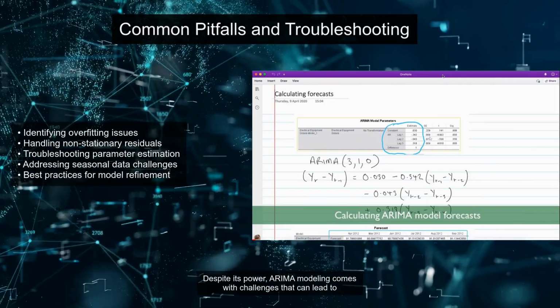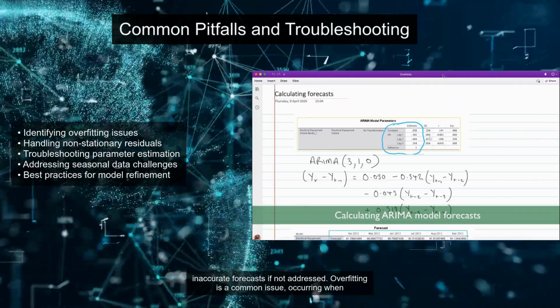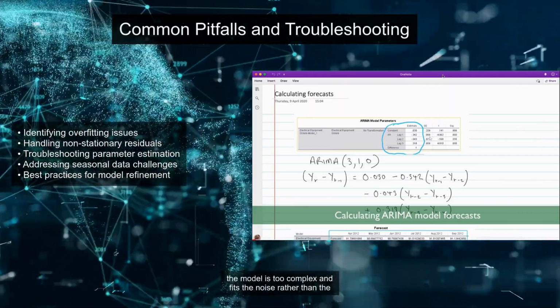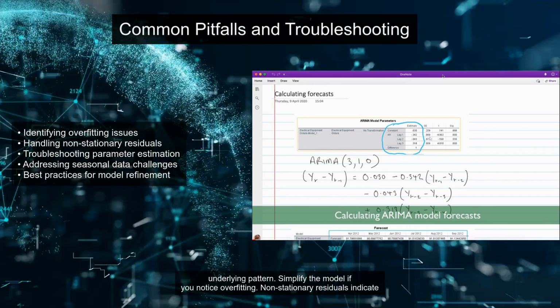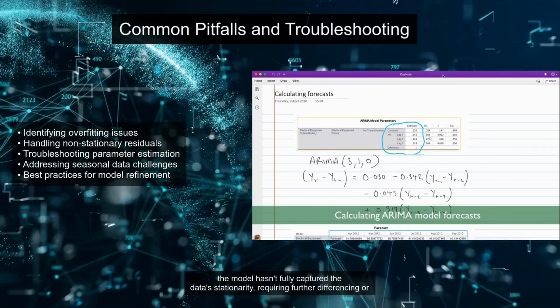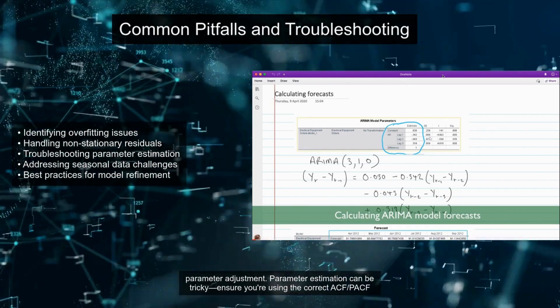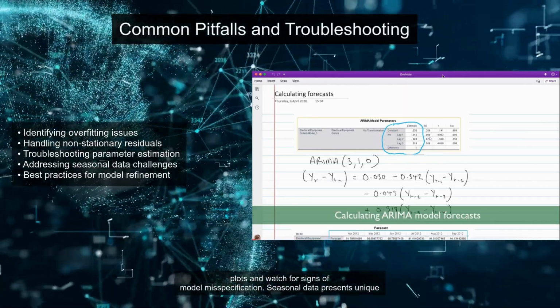Despite its power, ARIMA modeling comes with challenges that can lead to inaccurate forecasts if not addressed. Overfitting is a common issue, occurring when the model is too complex and fits the noise rather than the underlying pattern. Simplify the model if you notice overfitting. Non-stationary residuals indicate the model hasn't fully captured the data stationarity, requiring further differencing or parameter adjustment. Parameter estimation can be tricky. Ensure you're using the correct ACF/PACF plots and watch for signs of model misspecification.